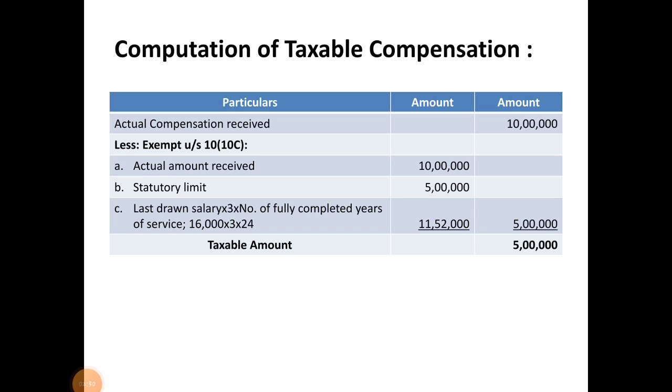You have to draw 3 columns: particulars and 2 amount columns. First you have to write actual compensation received, that amounts to rupees 10 lakhs. From this you have to deduct the least of the following under Section 10(10C). First one, actual amount received as compensation on voluntary retirement, that amounts to rupees 10 lakhs, or the statutory limit, that is 5 lakhs, or last drawn salary into 3 into number of fully completed years of service.